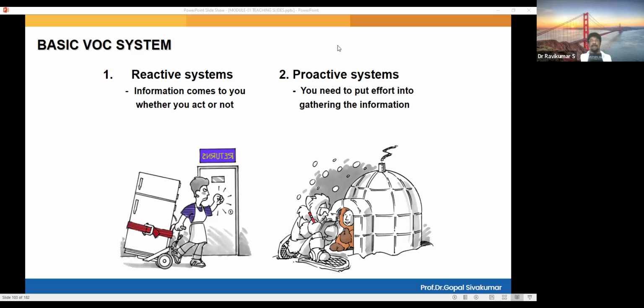Okay, if you go voluntarily and try to identify the problems at the customer end, that is a proactive system. That is, your company calls the customer and tries to find out whether there is any problem with the service or the product which they deliver. That is a proactive system. Now when it comes to the reactive system, what is the information available?